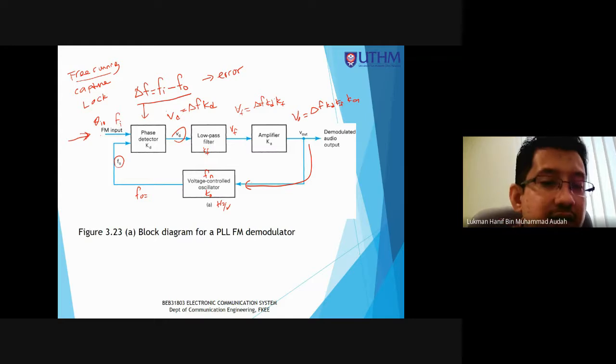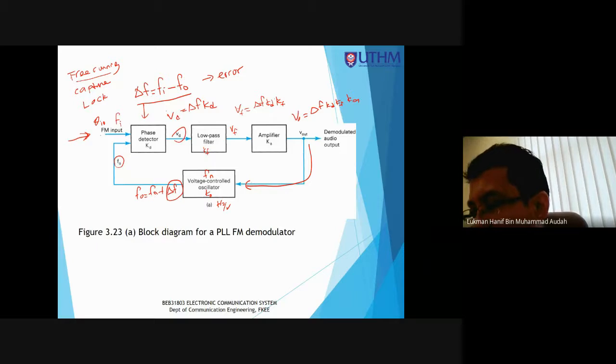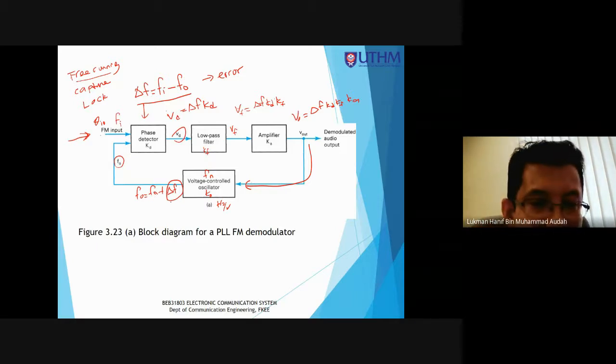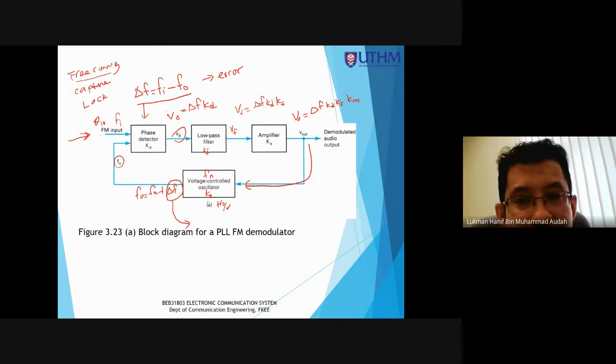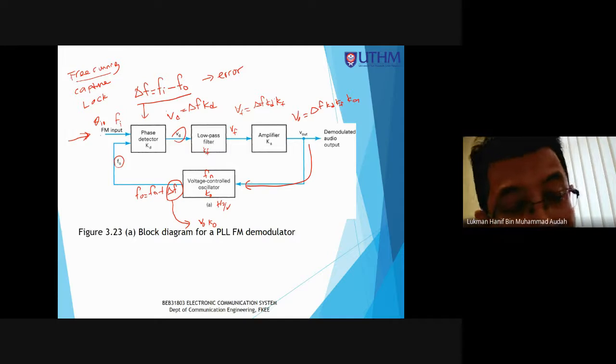frekuensi asal, Fn natural frequency, Fn plus delta F. So delta F ini sebenarnya adalah hasil daripada perubahan yang berlaku. So delta F ini sebenarnya bersamaan dengan tadi V out darabkan dengan dia punya transfer function K0. V out adalah delta F KD KF KA. So dalam kes ini adalah capture state.